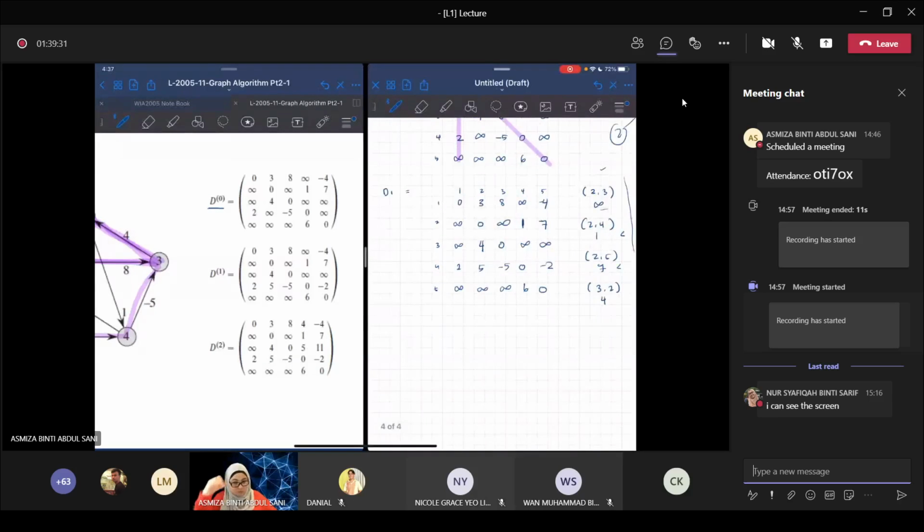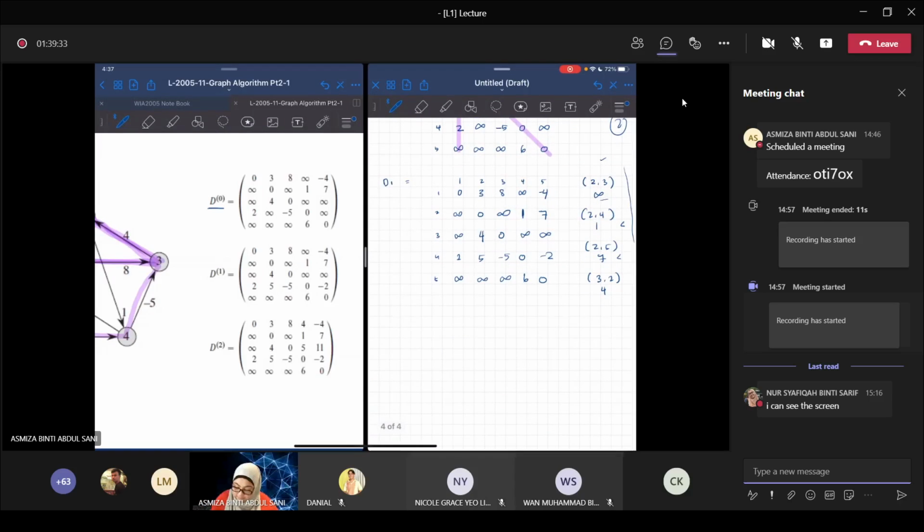So for the next step, we are going to create a matrix called D2, whereby we are going to consider any nodes going through node 2. Okay, so let's say for example, let me draw this one again. So 1, 2, 3, 4, 5.